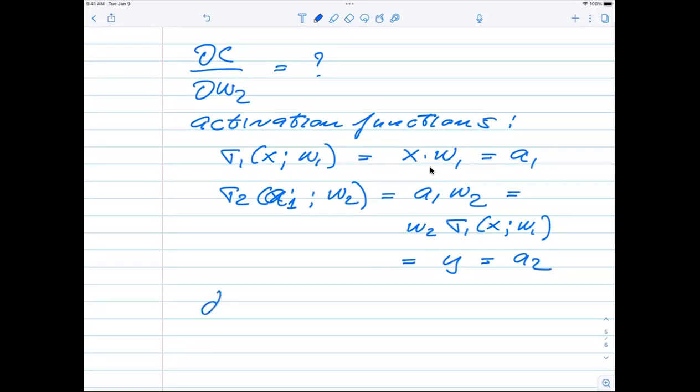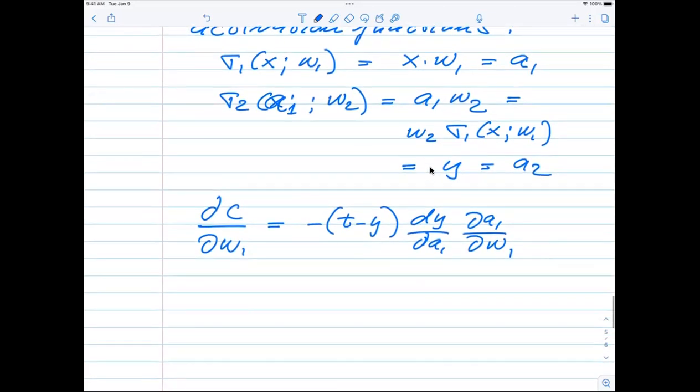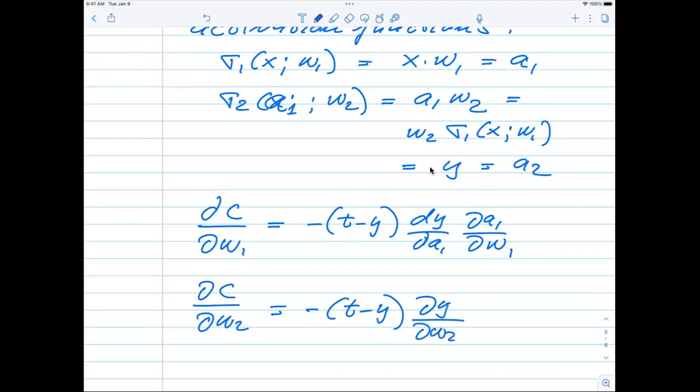So if I go back now and I calculate this dC/dW1 here, then when I plug in the results, I get minus (t minus y), and then I get a dy/dA1, and then I have a dA1/dW1. So that's the result for that one. And then I have the final one, which is dC/dW2 here, which again is given by the derivative of the cost function. And then I have a dy/dW2, which we can also rewrite in terms of this function y here, as dA2/dW2 here. So these are the derivatives.